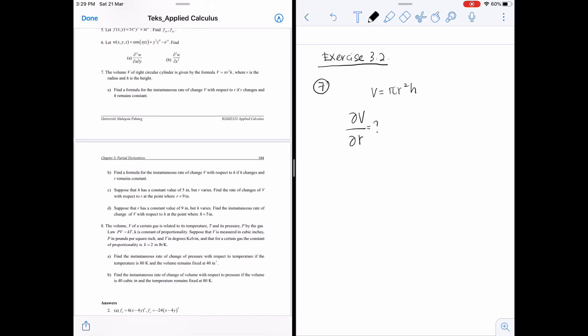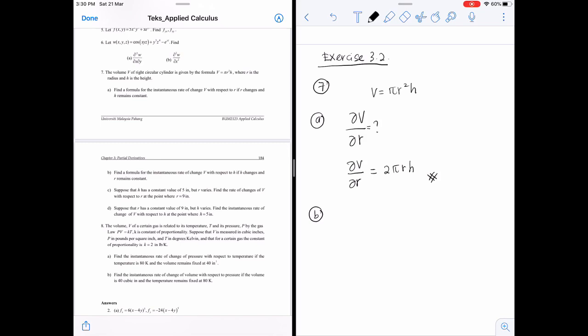Now we already have a formula V equals pi r squared h. When we want to find the rate of change of V with respect to r, we will let h be a constant. So we differentiate V with respect to r, and we will get 2 pi r h. So this is the rate of change of V with respect to r. And question B asks us to find a formula for the instantaneous rate of change of V with respect to h, if h changes and r remains constant.